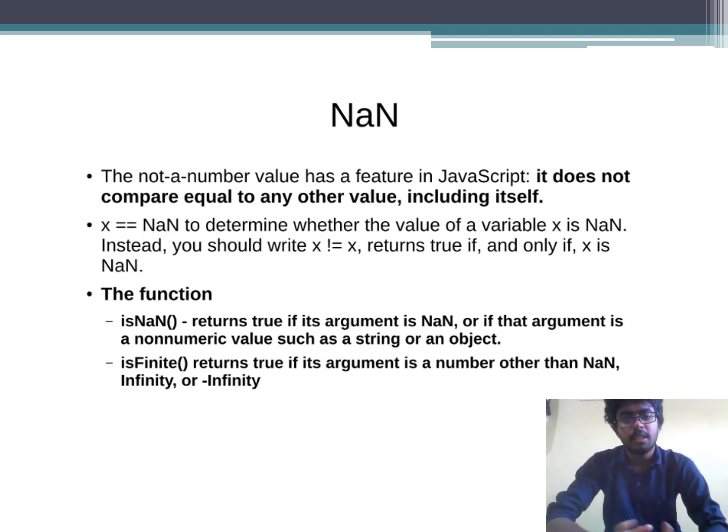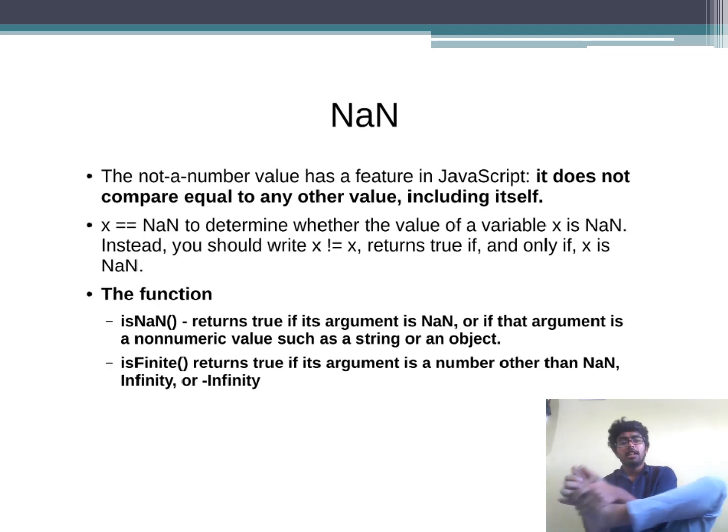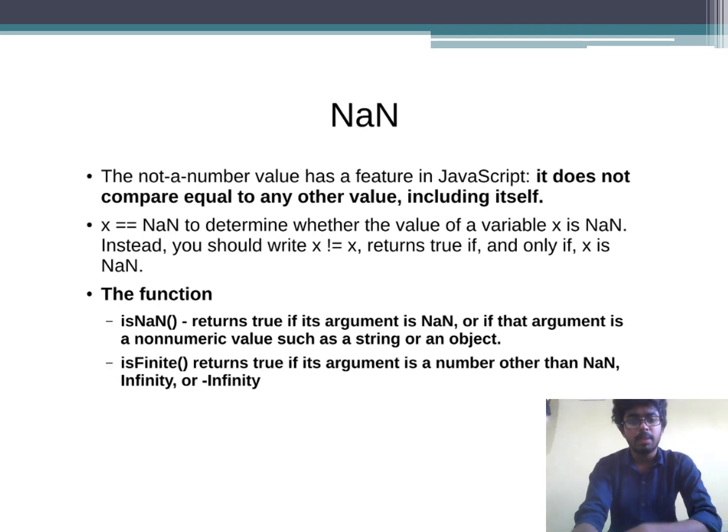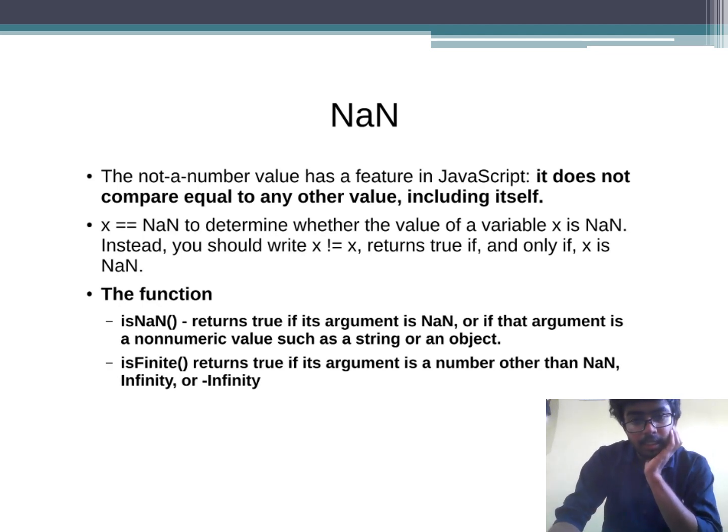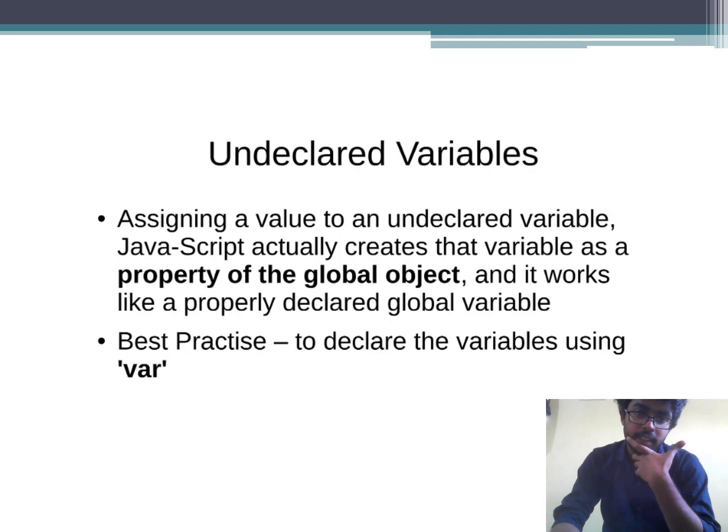You cannot use equality to determine whether the value of variable x is NaN. Instead, you should write x not equal to x, which returns true if and only if x is NaN. The function isNaN returns true if its argument is NaN, or if that argument is a non-numeric value such as a string or an object. isFinite returns true if the argument is a number other than NaN, Infinity or negative Infinity.